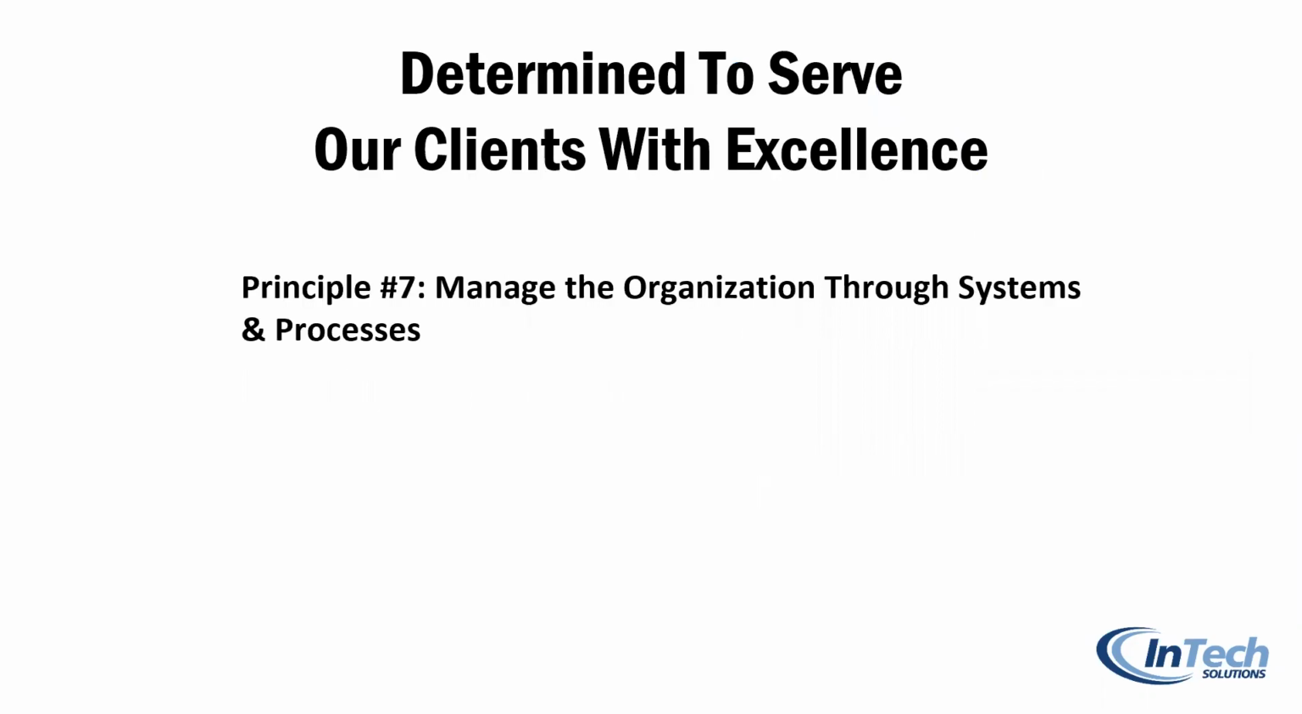So this is the first thing we figured out. We wanted to make sure that we were going to serve our clients with excellence. My company manages and makes decisions through our principles. Our principles are our core values. We have seven of them. The seventh principle is manage the organization through systems and processes. Well, that seemed like a pretty good place to start.